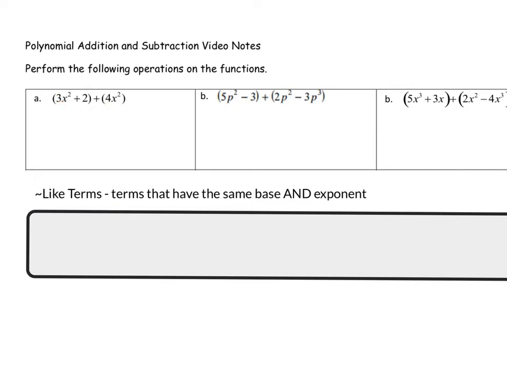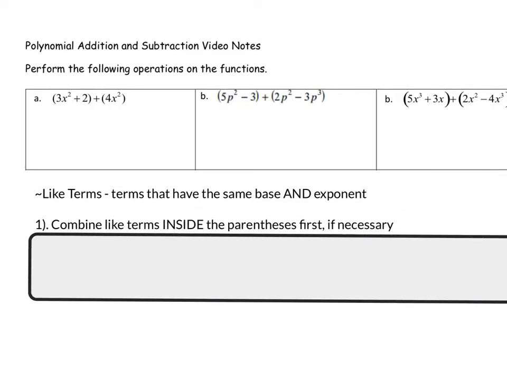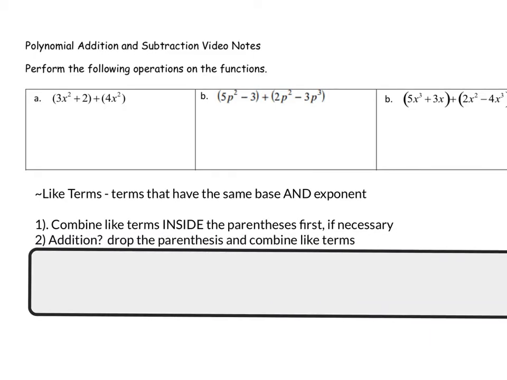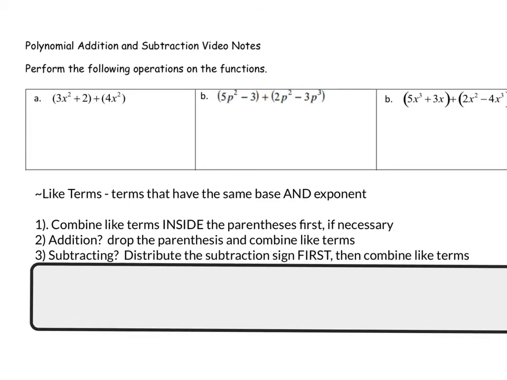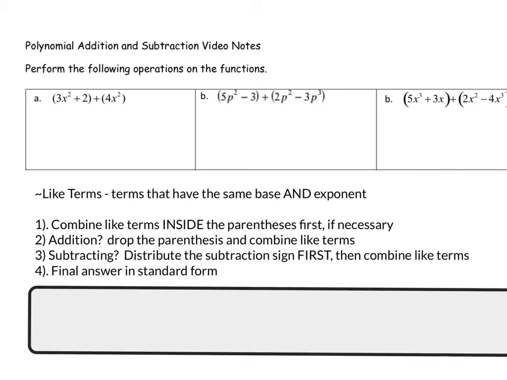So when we're combining like terms, the first thing we want to look for is look inside the parentheses and combine like terms in there if necessary. If not, move on to step 2. If you're doing addition, just drop the parentheses and combine like terms. That's it. And we'll do these 3 examples together. If you're doing subtraction, you need to distribute the subtraction sign first. And I believe examples C, D, E, F, and H are all subtractions, so we have to distribute that subtraction sign. And then finally, your final answer needs to be in standard form.